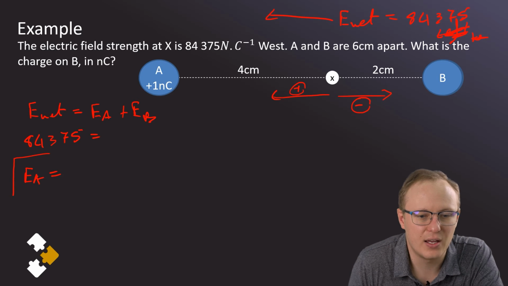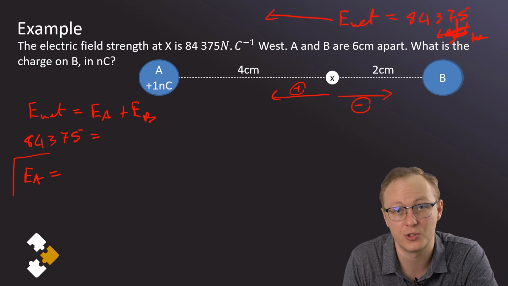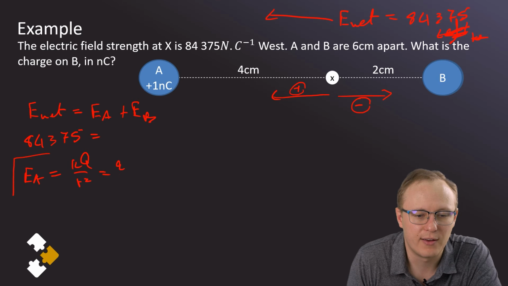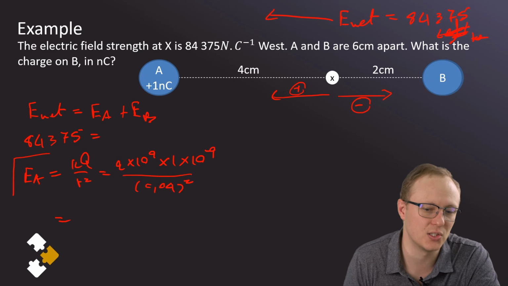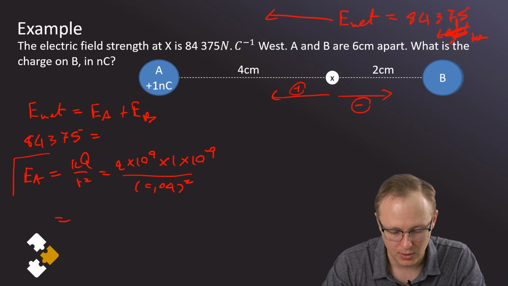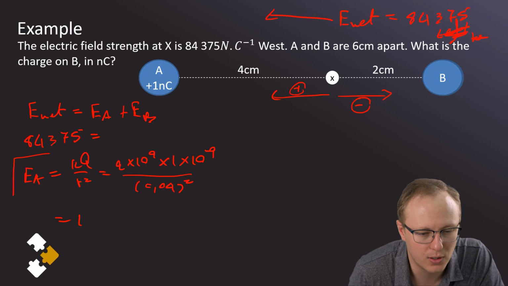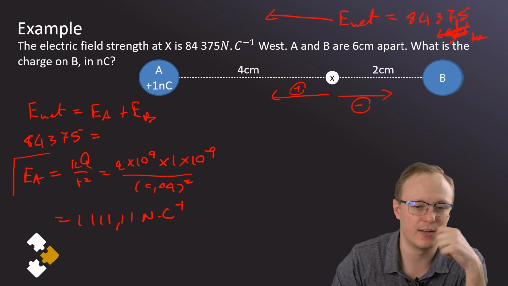Okay, so the EA, we've got the thing that's creating the field, and we don't know the force or the charge of the thing at the point. So we're going to use the blame formula. So KQ over R squared. So we're going to have 9 times 10 to the 9 times 1 times 10 to the negative 9 divided by 0.04 squared. By now you know that the centimeters has to become meters. And so if we go 9 times 10 to the 9 times 1 times 10 to the negative 9, we'll divide that by the 0.09 squared, and I get here 1111.11 newtons per coulomb.